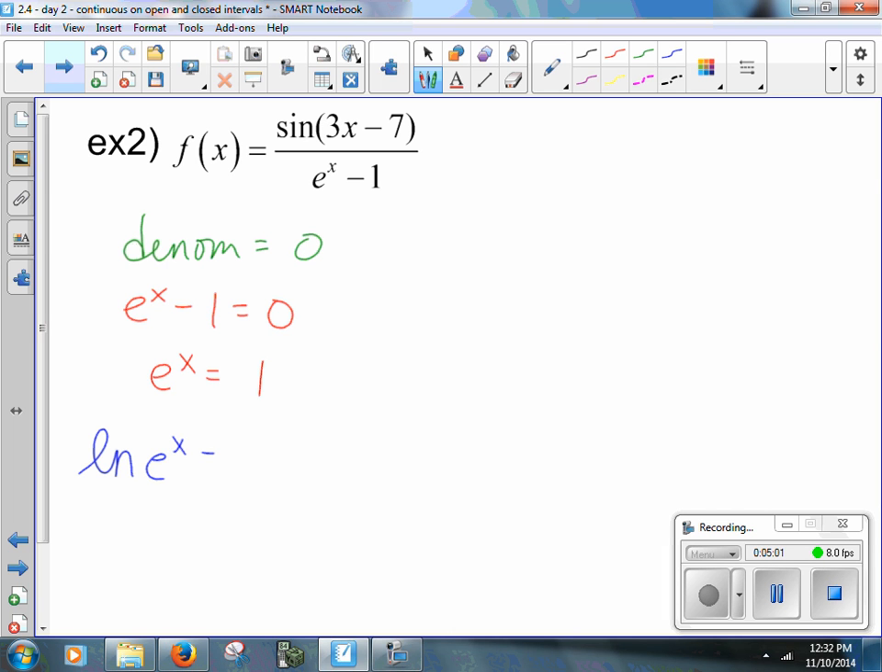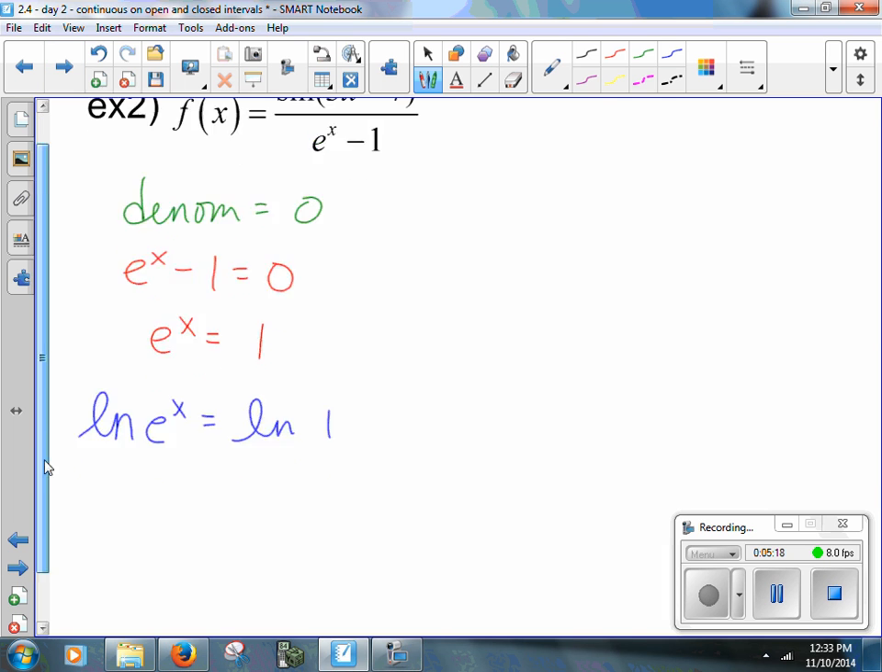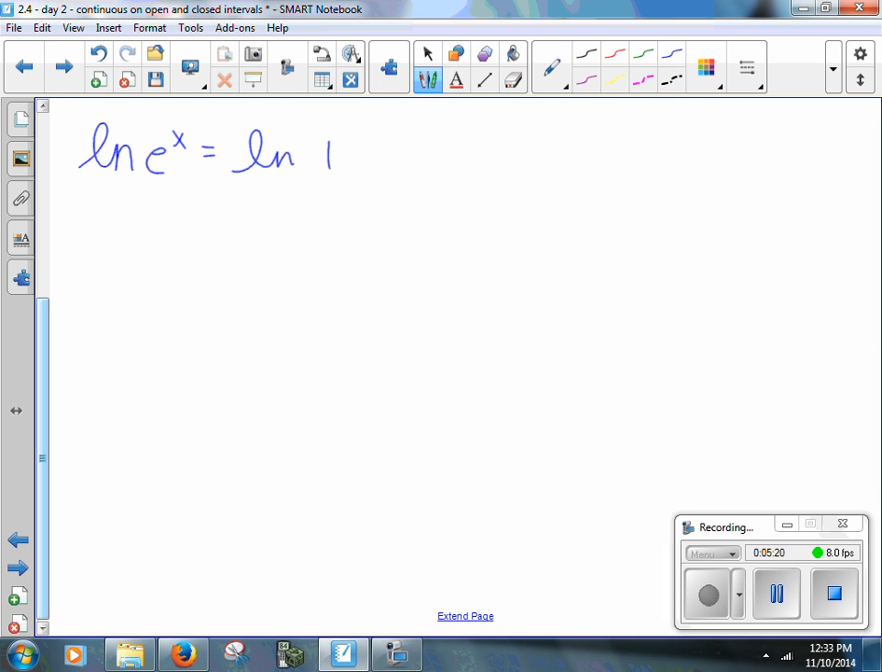Natural log of e to the x is equal to natural log of 1. What I do to one side, I have to do to the other, correct? And natural log of 10 as well. The ln and the e both cancel out because of the property. Remember those properties. Which is going to leave us with what on the left side? X. Plain old x. And then we are left with the natural log of 1.